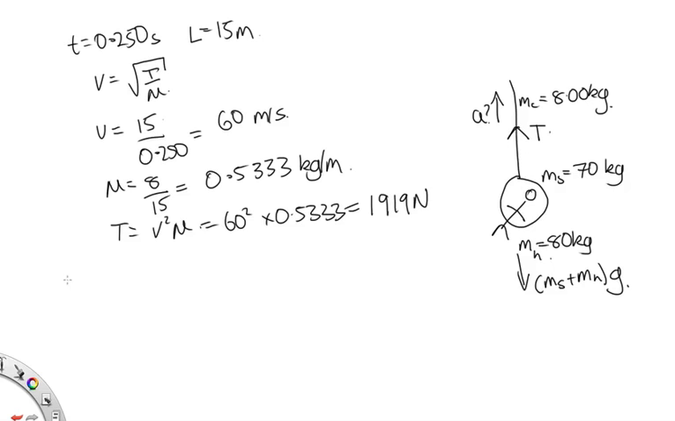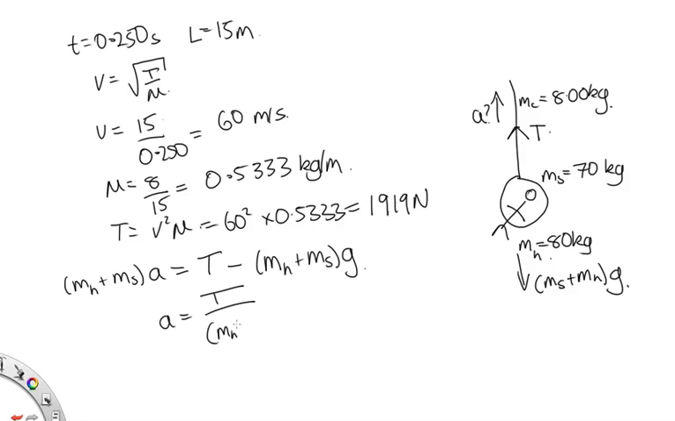Now the total mass, the mass of hiker plus the mass of the sling, times the acceleration, the total force, is equal to the tension force, which is acting upwards, plus the mg force, but that's acting downwards, so it becomes minus, mass of hiker plus mass of sling times g. Okay, now we can solve this to work out the acceleration. So acceleration is T over mh plus ms, minus g.